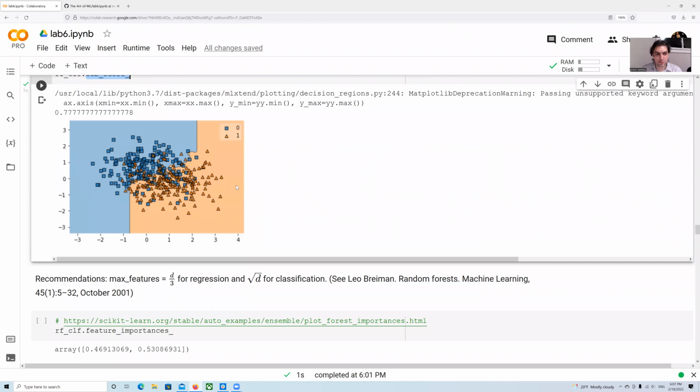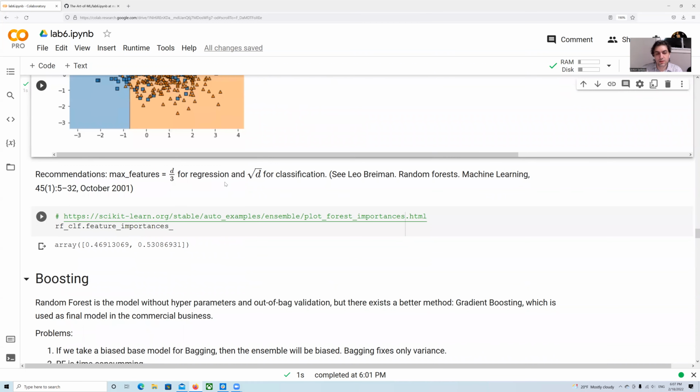Random forests are very good models because they don't need hyperparameter tuning. Parameters like the number of trees, the depth of trees, and the number of features for selection are recommended in this paper, and we don't have to care about it.